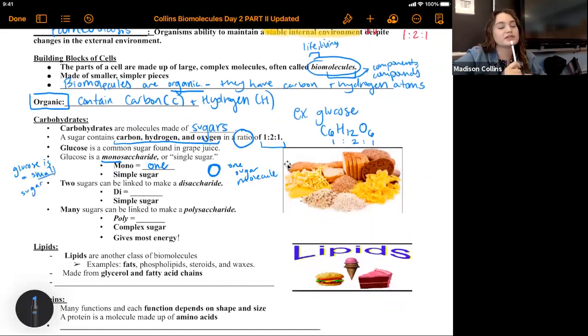And that will be very important later. Glucose is very, very small. But we also can join 2 sugars together to form what we call a disaccharide. So in this case, the prefix di means 2. So if we were to draw this as a picture, we would have 2 sugar molecules together.